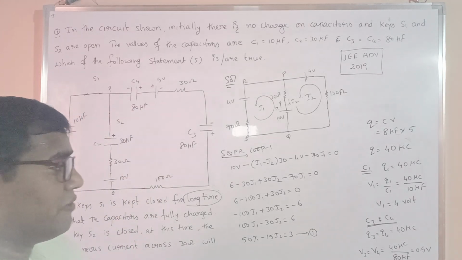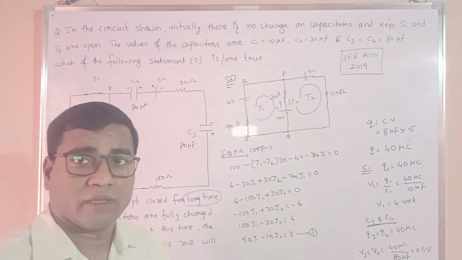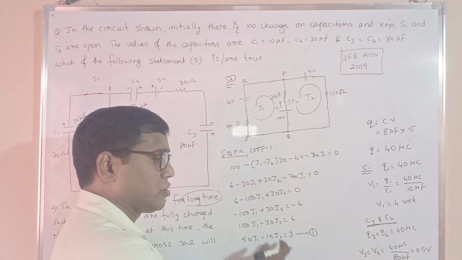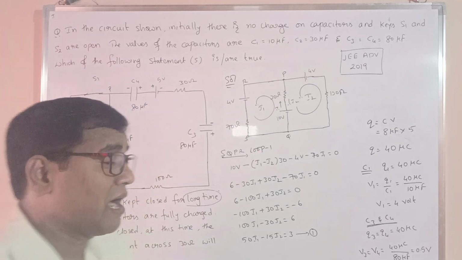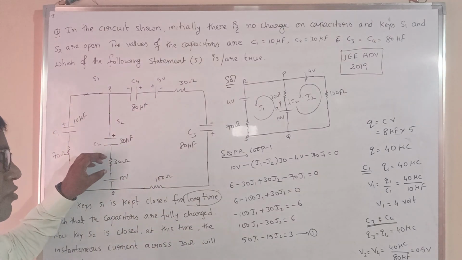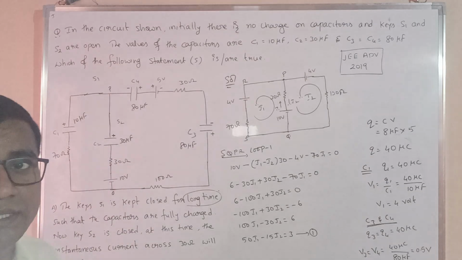And similarly, I will follow for loop 2. For loop 2, I will find equation 2, and I will solve equations 1 and 2. I will try to find out the values of I1 and I2. After I get I1 and I2, I can find out how much current is flowing across the 30 ohm resistor.